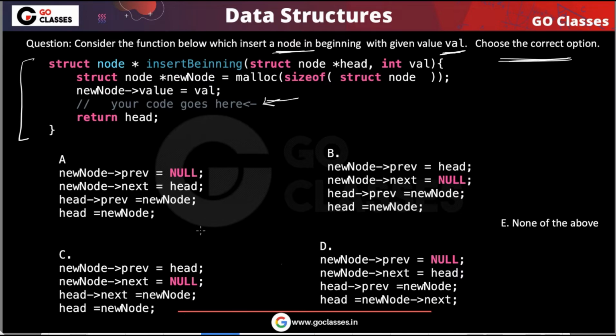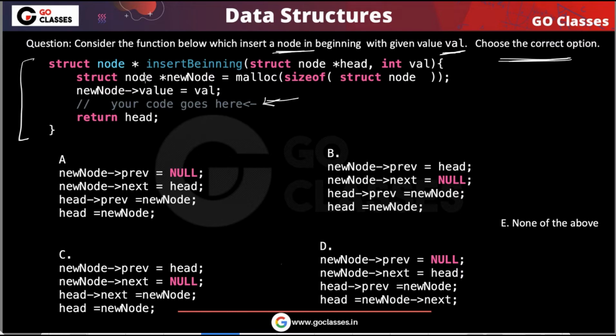So instead of me telling you the answer, I would like all of you to try this question out and then tell me the answer. Okay, now you can pause this video and find out the answer. Okay, let me go through the options one by one. So first option is saying new node previous equal to null.